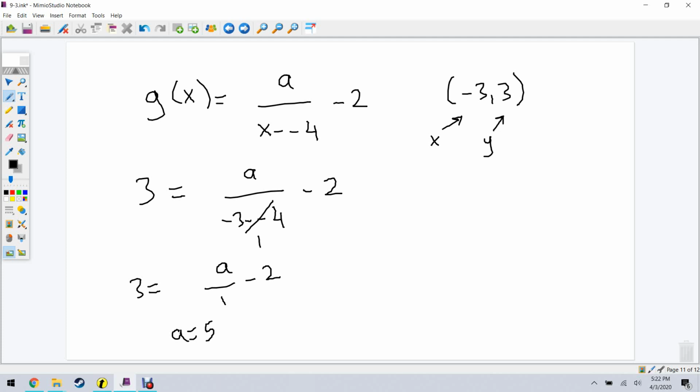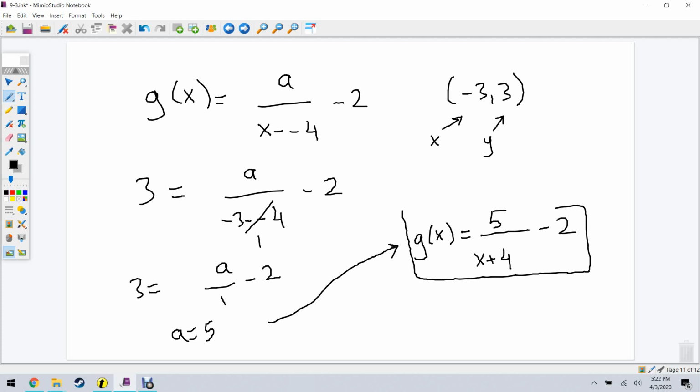Remember how we had h and k? They were negative 4 and negative 2. If you put all these back into the template, that a is 5, h is negative 4, k is negative 2, that will be 5 over x minus negative 4. The other way to say it is x plus 4, that's better, x plus 4. And minus 2 will be our graph. A is 5, h is negative 4, and k is negative 2. Alright. So that's basically what it is.